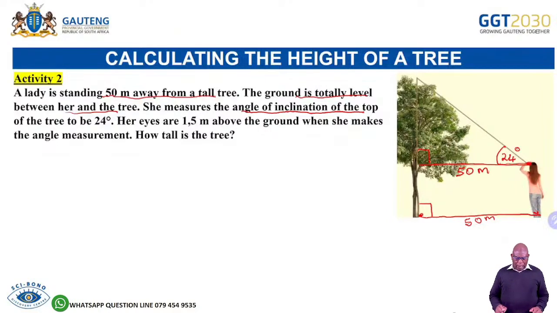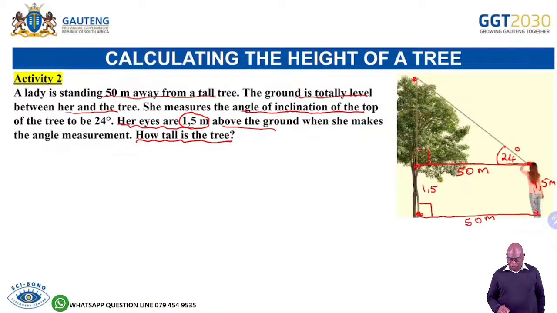Right, now her eyes, very important there, the eyes are 1.5 above the ground. So in other words, if her eyes are there, they are 1.5 above the ground, which means that from here to there is going to be 1.5, which is the same as that line there, 1.5 meters. So now we have this information. Then we want to find out how tall is the tree. Sure. How tall is that tree? From here to there, how tall will that tree be?